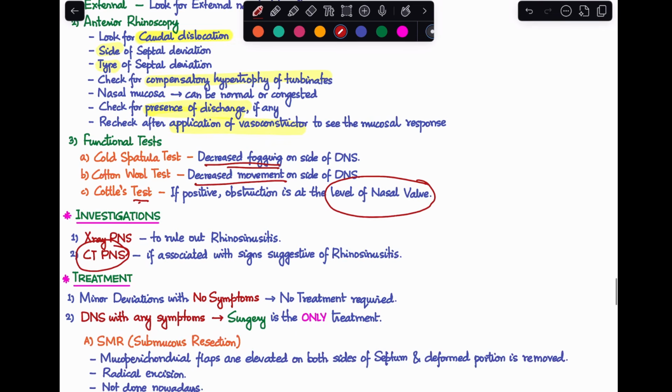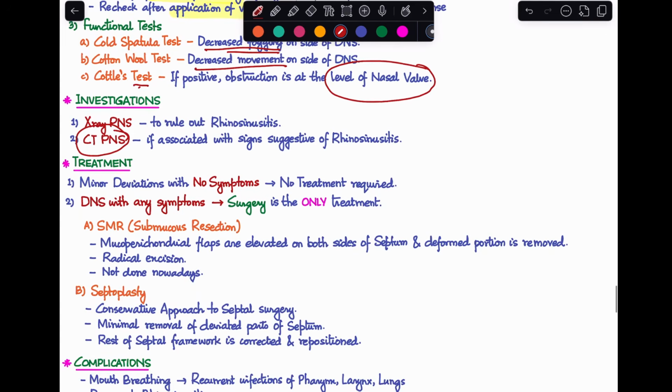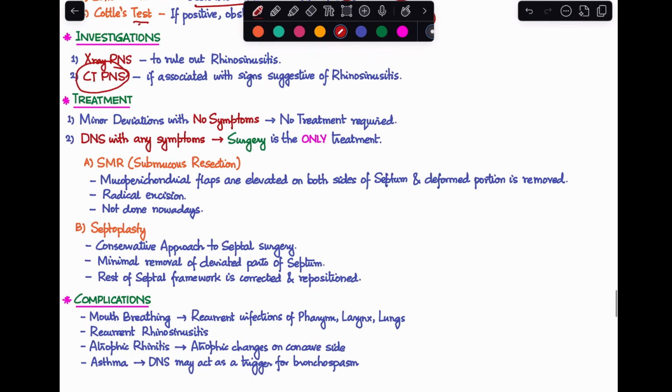Now, as I mentioned, a lot of people will have deviations of the nasal septum. But if these deviations are not producing any symptoms, then you do not need to do any treatment at all. But say a case of DNS has come to you with symptoms. It could be nasal obstruction, headache, epistaxis, or a middle ear infection. In all of these cases, the only treatment that you have is to perform a surgery. Now, next question is, what surgery would you be performing? So we have two surgeries over here.